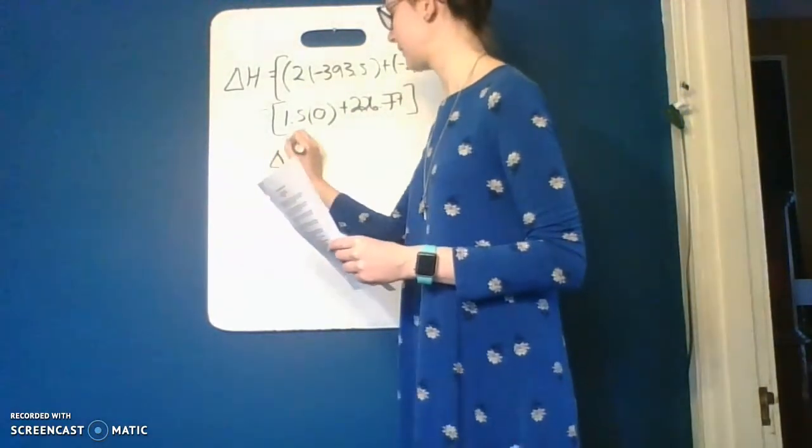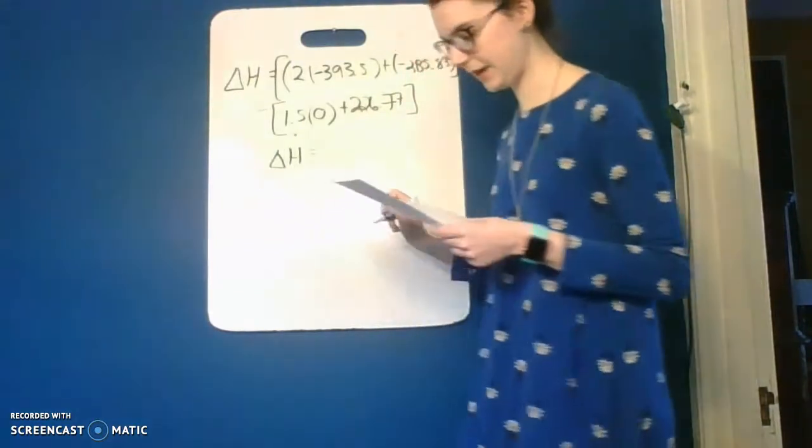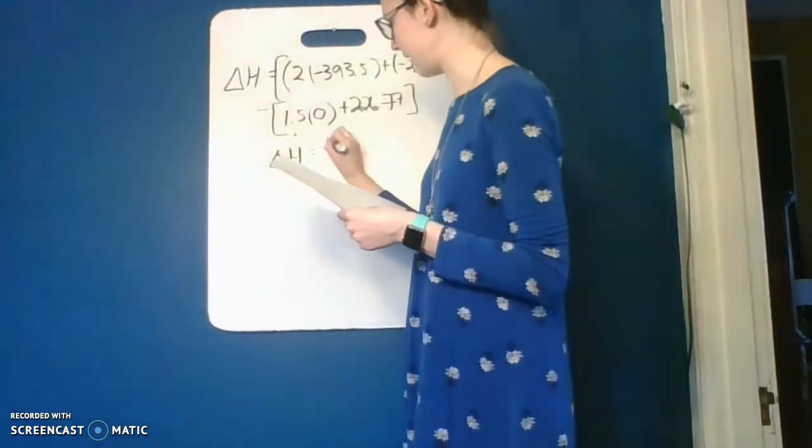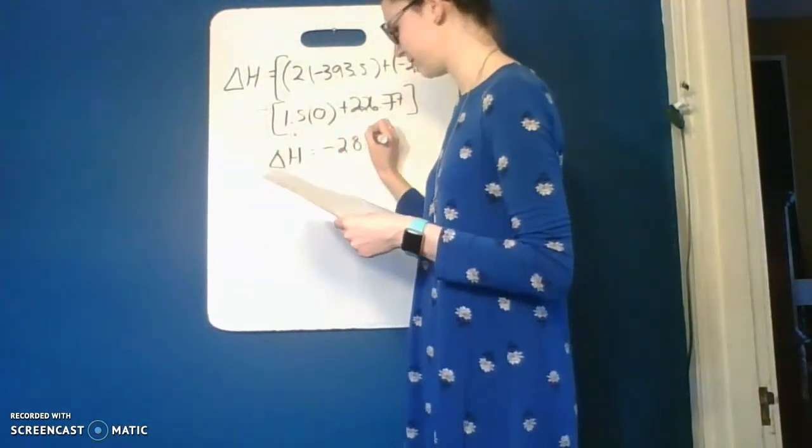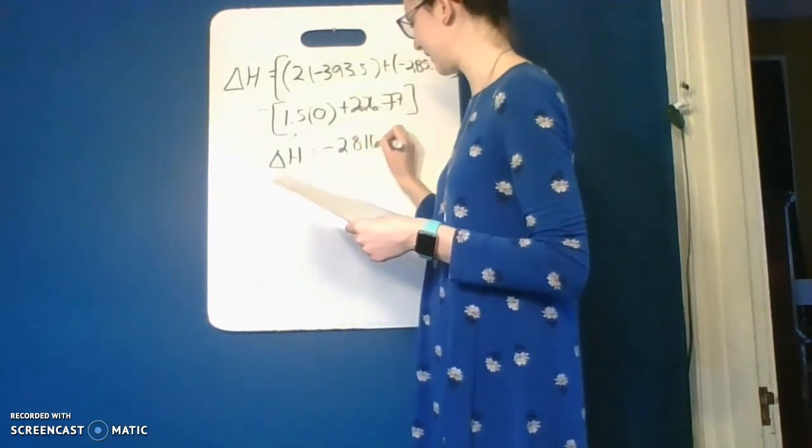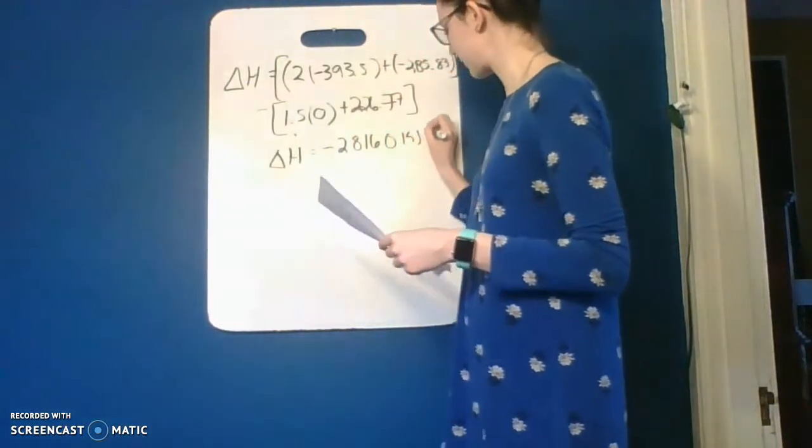If I plug that into my calculator, I get a delta H value of negative 2,816.0 kilojoules per mole.